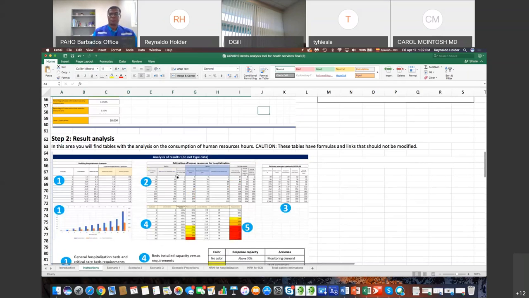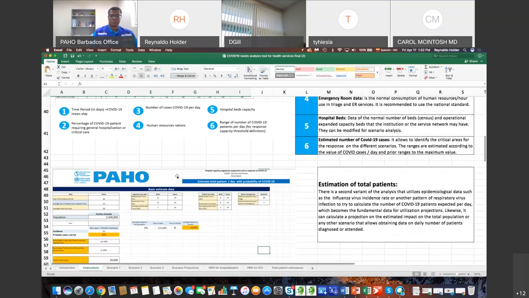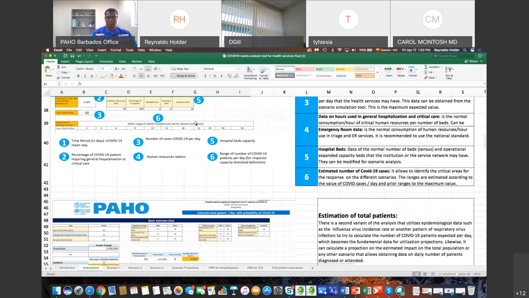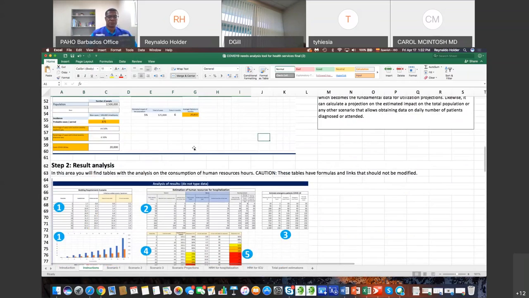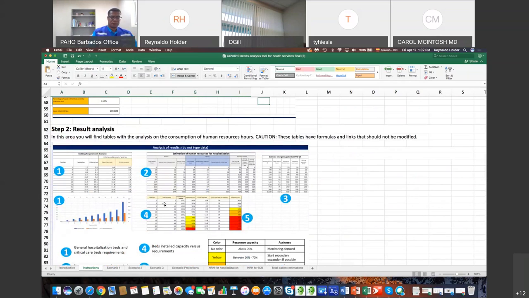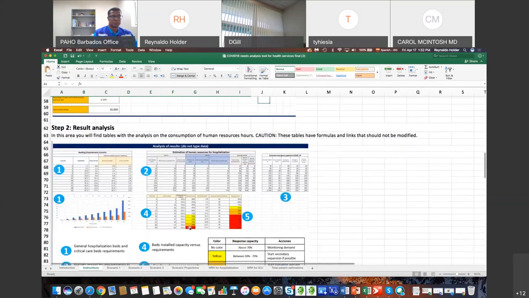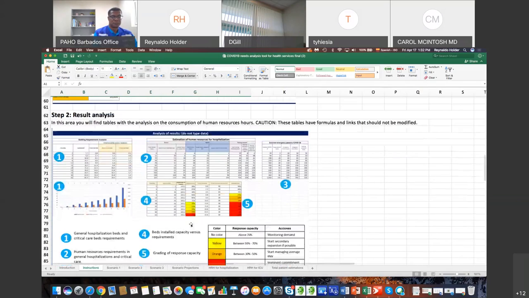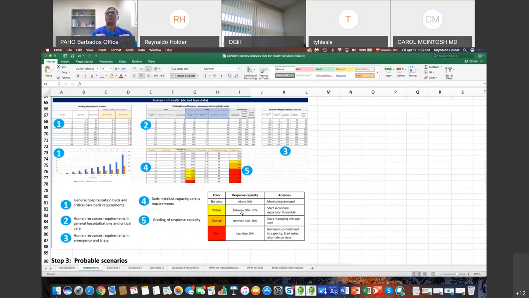based on section number six of the input area, how your intermediate care beds will support the number of patients that have been estimated. And these numbers go from 1 to 60, just as 50 was above. And it gives you, using colors, an indication.